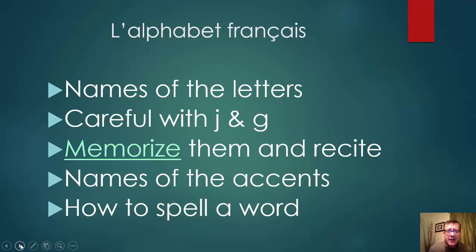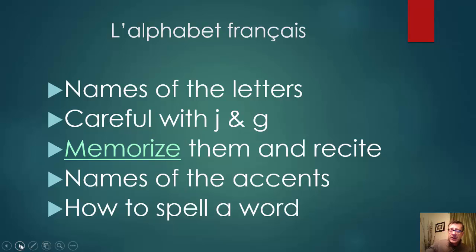We'll look at the names of the accents in just a second. Accents are a part of spelling. There are five accents in French, diacritical marks. So a word without its accent is spelled wrong. And in fact, sometimes a word without an accent means something other than the word with the accent. So be careful with that. Make sure you include the accent mark if there needs to be one there.